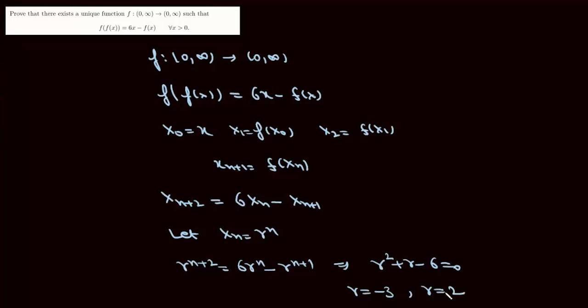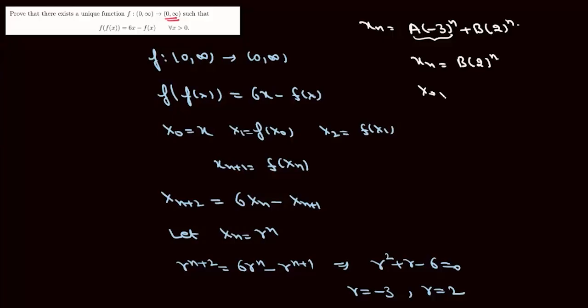So once we have the solution to this characteristic equation, we can write x_n as a(-3) to the power n plus b 2 to the power n. Now in the question, it is given that the codomain is positive, and if the codomain is positive, we cannot have this term. As n increases, the value of this term will make x_n negative. So your x_n will be simply b into 2 to the power n.